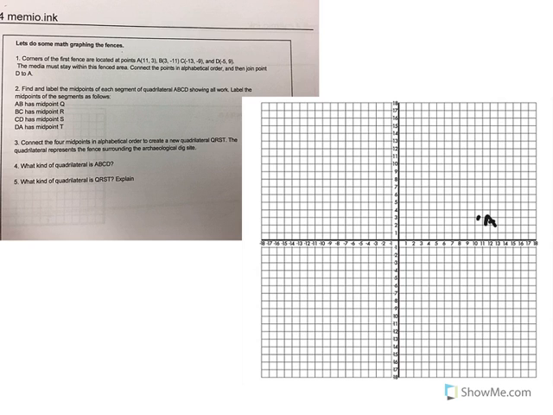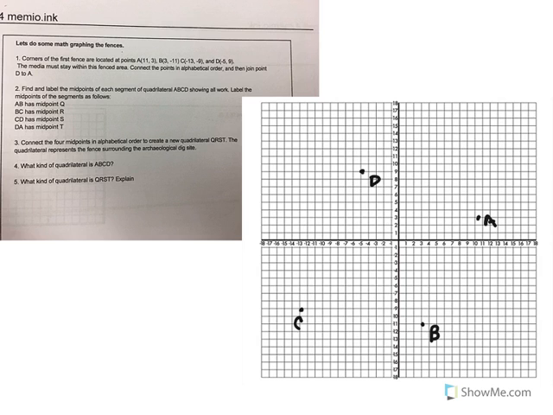B is (3, -11). Okay, that's B. C is (-13, -9). And then D is (-5, 9). D is 1, 2, 3, 4, 5. 1, 2, 1, 2, 3, 9.